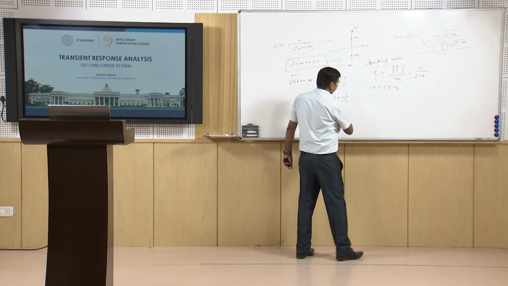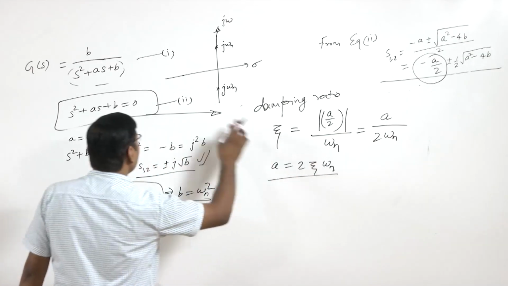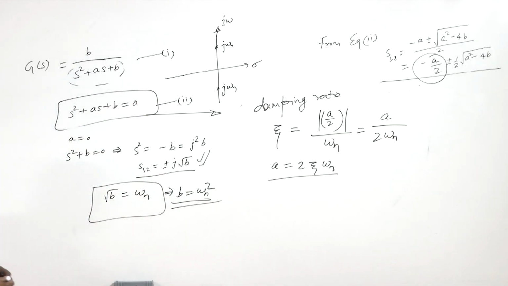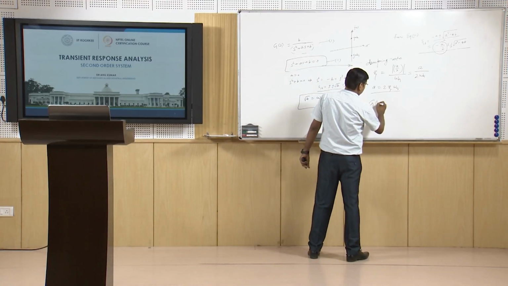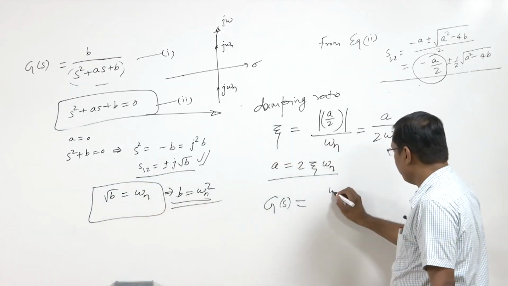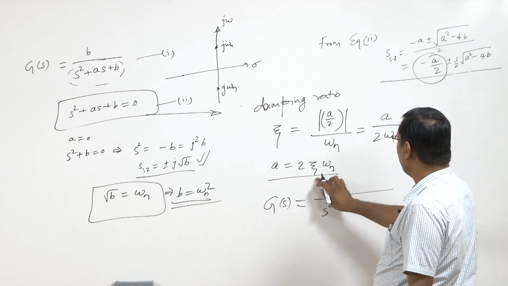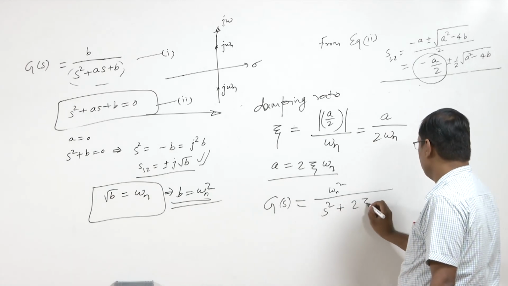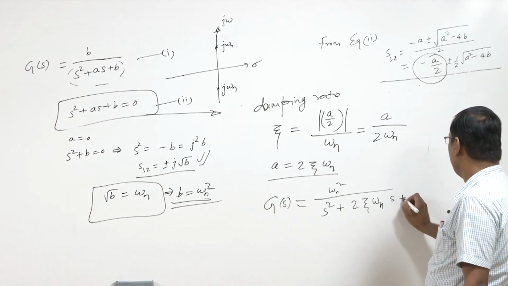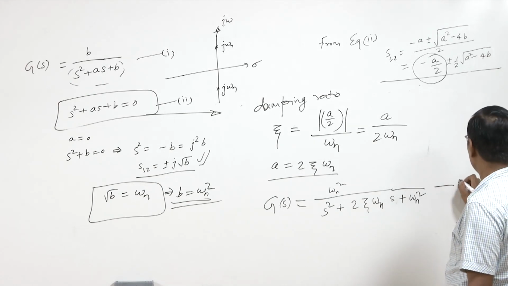Now we can express A and B in terms of damping ratio and natural frequency in equation 1, and so we can convert the transfer function G(s) equal to, so here B equal to omega n square, so we put omega n square upon S square plus A equal to 2 zeta omega n, into S plus omega n square. Let us say equation number 3.